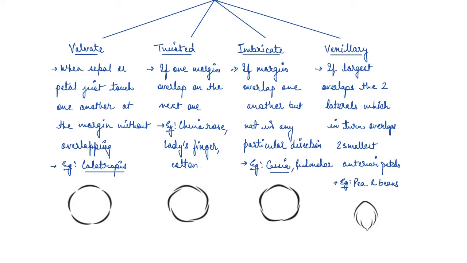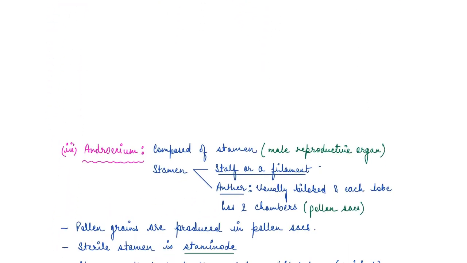Okay, so these are 4 kinds of arrangement of sepals or petals in a floral bud, and it is with respect to other members of the same whorl. Okay, so the different sepals or petals, how they are arranged. Okay, now the next one is androecium.